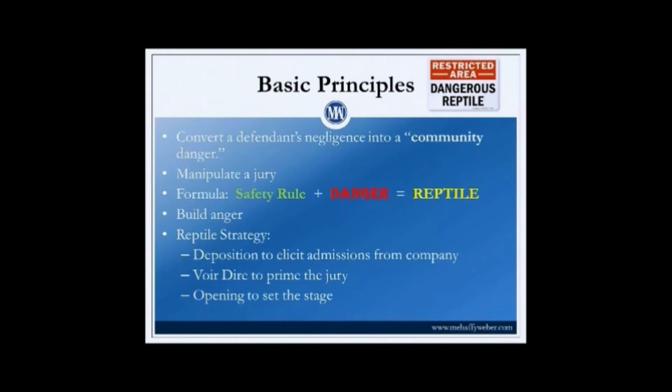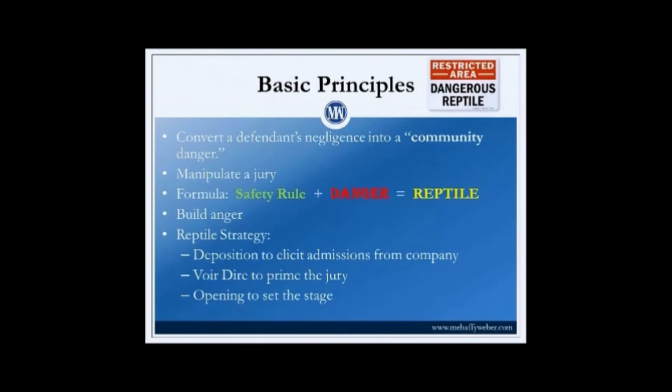The basic formula is a safety rule plus danger equals the reptile. So plaintiff's counsel use these tactics to activate the juror's survival instincts. They hope that a juror will make the decisions, the final verdict, based on that instinct, the fear, rather than that logic and reasoning. So they also want to try and build anger from a jury, because obviously anger equates sometimes with higher verdicts.